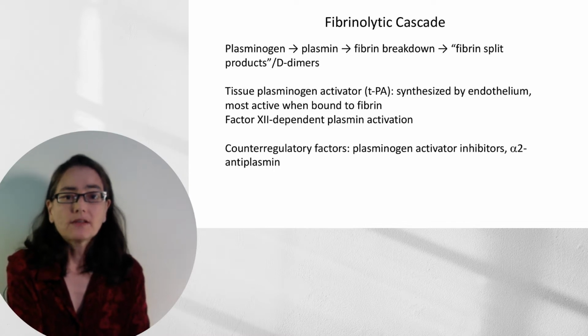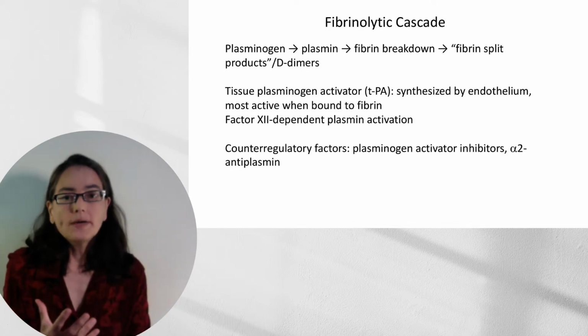Now, there are two things that can cause conversion of plasminogen to plasmin, and the most important of these are the plasminogen activators, and the most important of the plasminogen activators is tissue plasminogen activator, or TPA. It's synthesized by the endothelium, and it's most active when bound to fibrin, which means it's great to use therapeutically because it's going to have its primary action in the area of a thrombus. Now, there's another pathway by which plasminogen can be activated to plasmin, and that's a factor 12 dependent pathway, but that's not nearly as important.